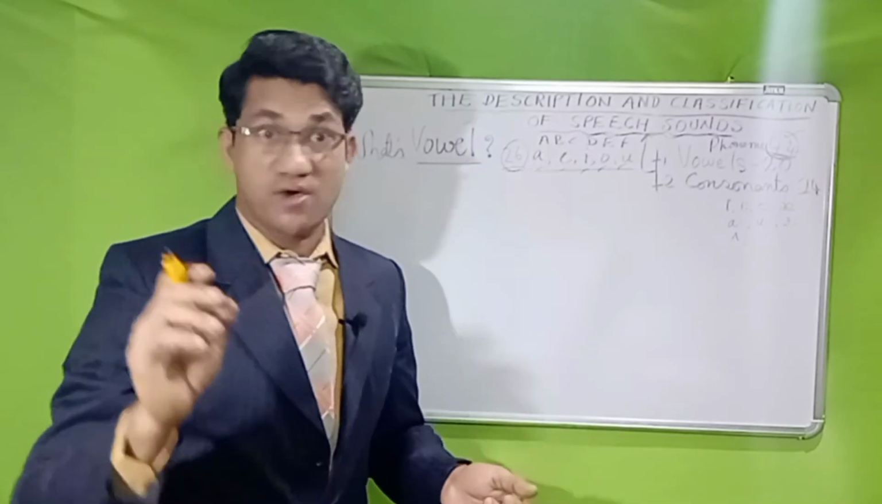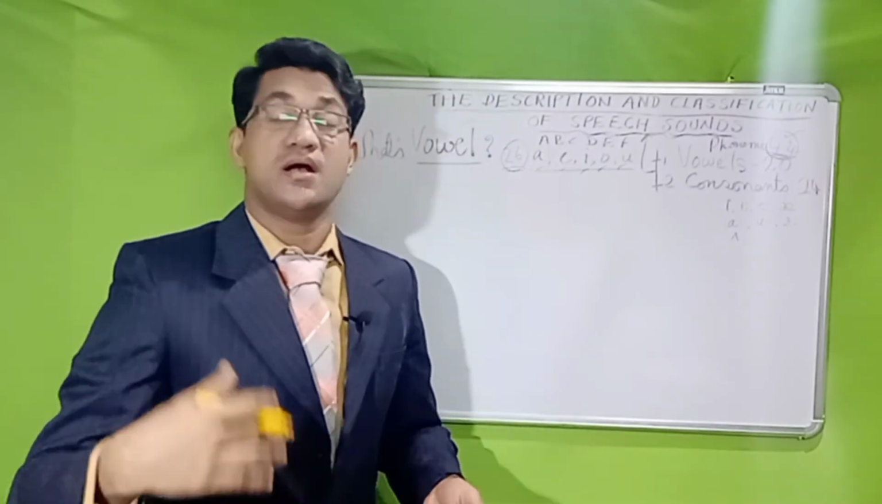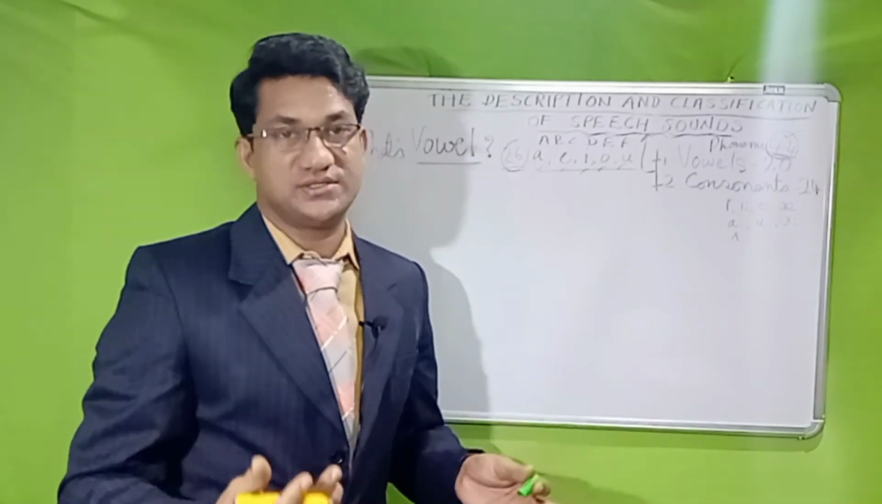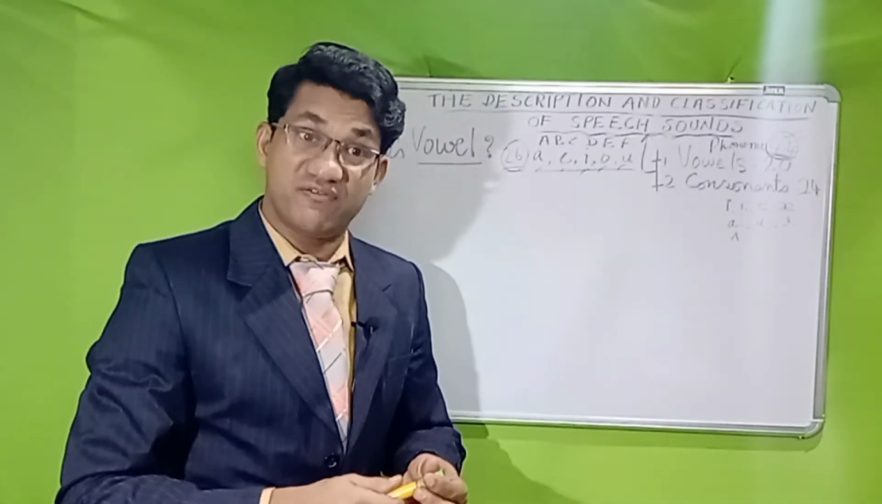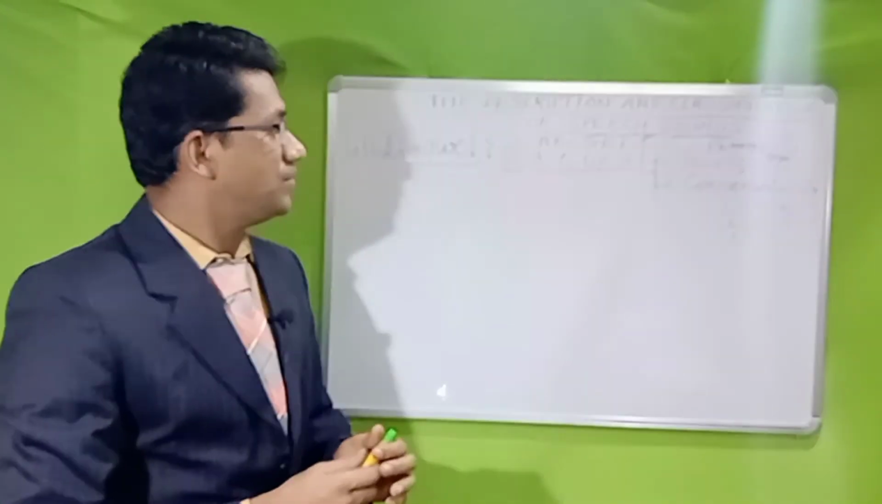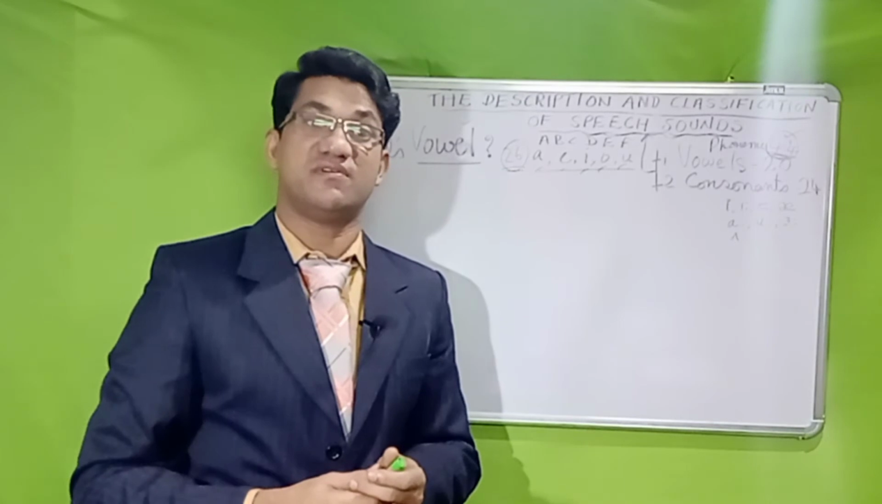Okay, there are, of course, 12 pure vowels and 8 diphthongs. All right, 20 altogether. But we have to define what they are, and we will define it right now. So let us see the definition of vowel.